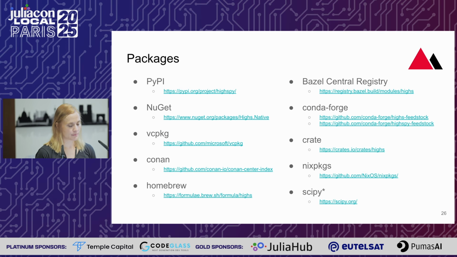Some packages where HiGHS is available. There's HiGHSpy on PyPI. We have a C#, like a .NET package on NuGet. We're on vcpkg, that's Microsoft's package manager. We're on Conan, Homebrew for Mac, Bazel. Conda Forge has two because HiGHS and HiGHSpy are separate there. That may change in the future. Maybe there will be one. We have a crate for Rust. We're on Nix for NixOS.